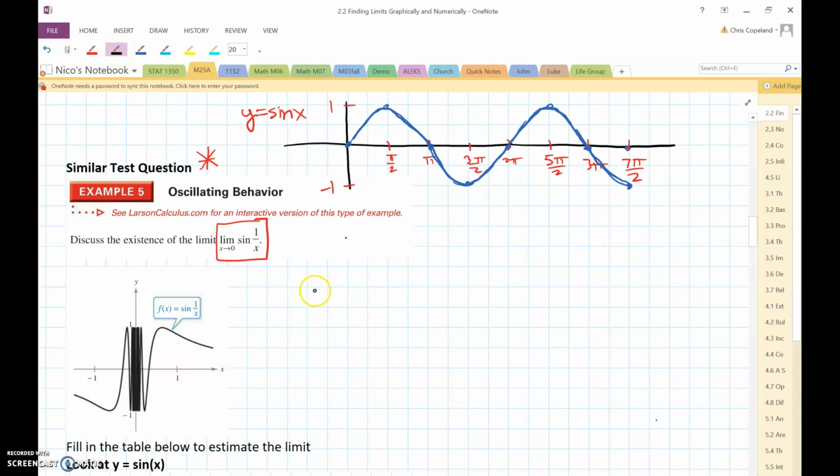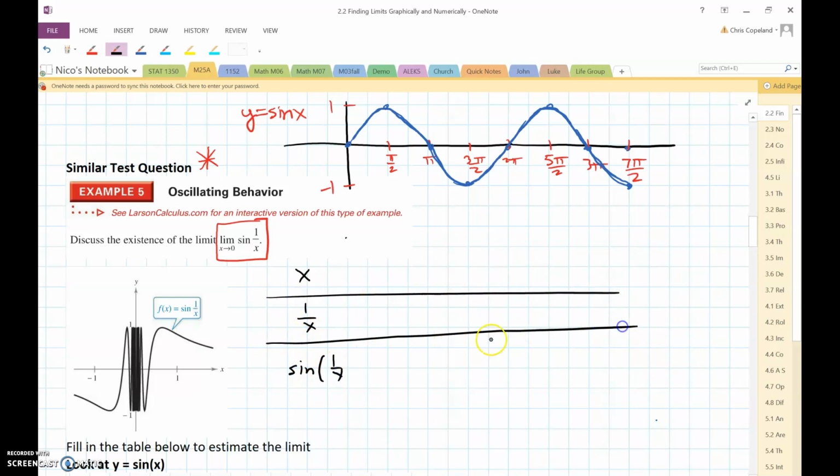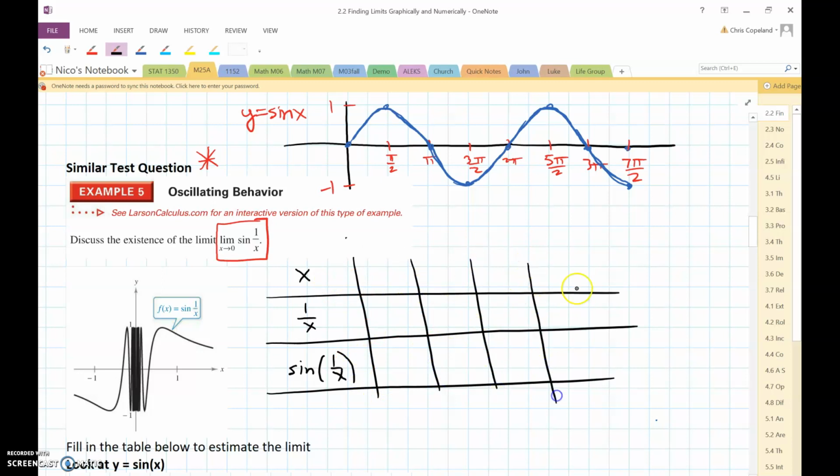Alright, so we want to compare x, 1 over x, and sine of 1 over x. Okay, so again, this function, according to the graph, it's oscillating between 1 and negative 1, right? So, if we look at sine of x, here are the values where it's oscillating between 1 and negative 1.